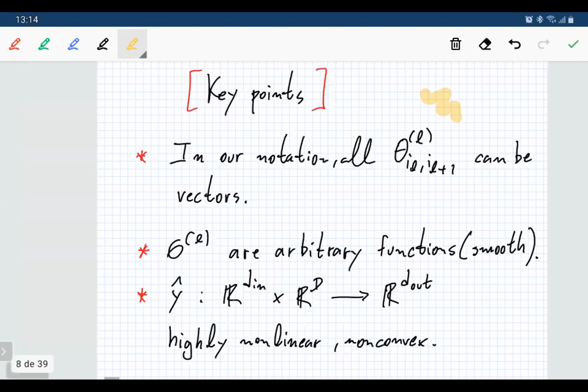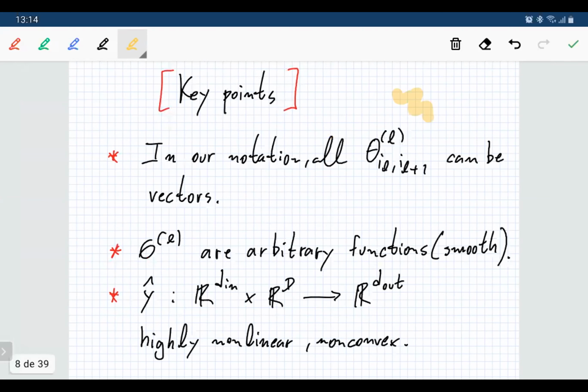And we want to understand this function. So just to make sure we all understand, all these parameters actually can be vectors anyway. These functions, sigma L, are smooth. And the final function that you get is a function of, remember, x and theta. So theta is a single vector that contains all of these guys here, just subvectors. So you have a very high dimensional function, potentially very highly nonlinear. Doesn't need to be convex or anything nice, but you have it there. You want to understand it somehow.